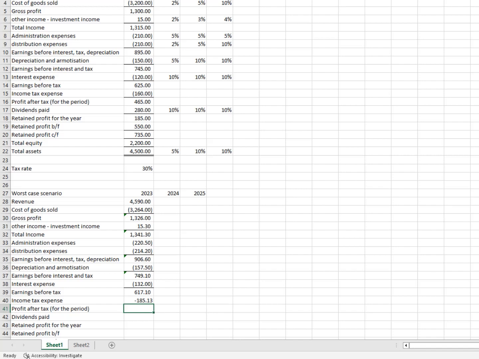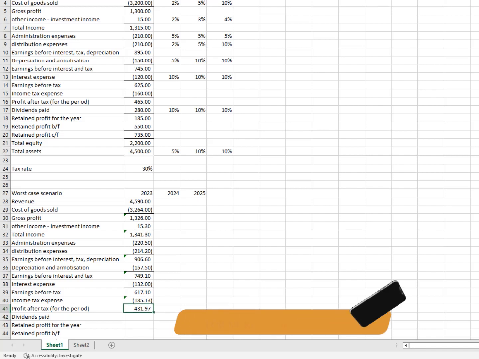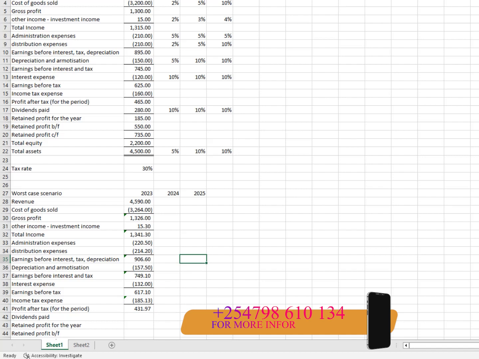The tax is negative because we are subtracting it, and we can format it just like the rest by clicking here at the accounting. As you can see, it is accounting format, so we want it to be consistent. So profit after tax for the period, how do we calculate that? We say the earnings before tax, we minus the income tax. So here we say earnings before tax plus this income tax expense. We hit enter and we get 431.9. Again, we format it, we add a top border or we underline, we get that.